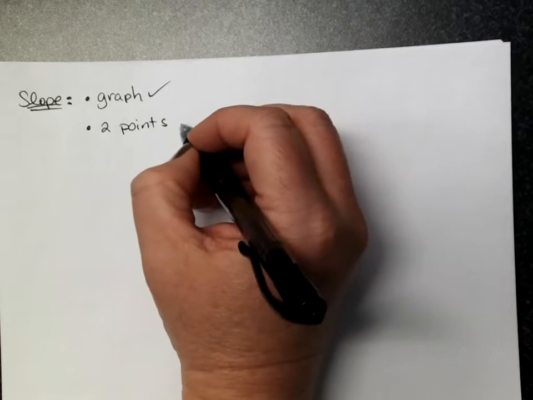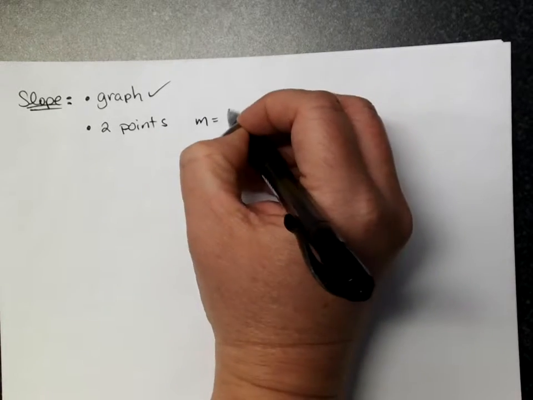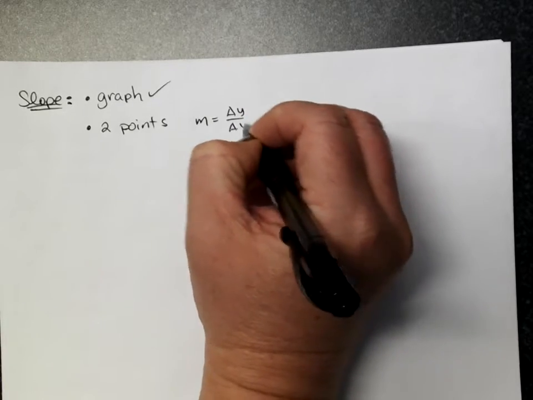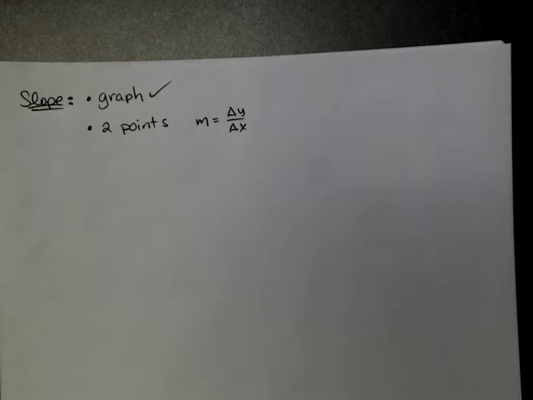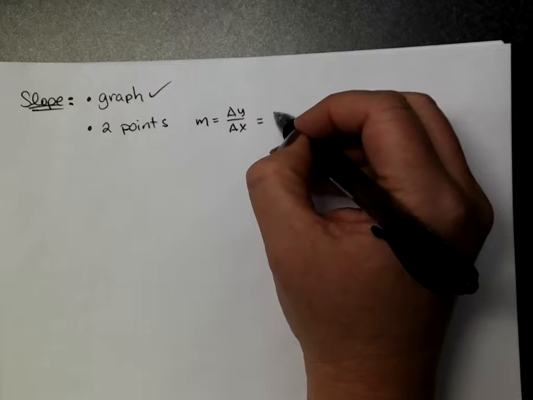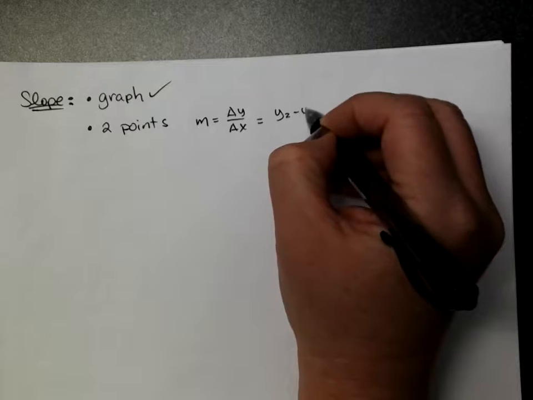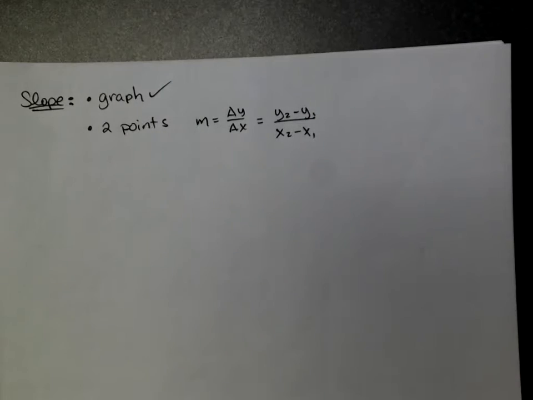And the slope of a line, if you are given 2 points, is change in y over change in x. Remember, change, delta, delta y, delta x. Delta means change, and change means the difference between 2 things, how things change. So that leads us to the formula you're used to seeing, I'm sure, which is y sub 2 minus y sub 1 over x sub 2 minus x sub 1.